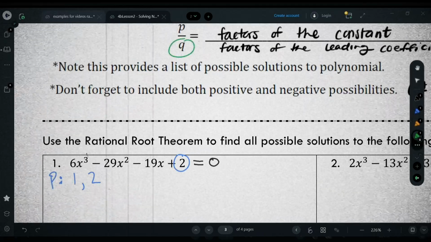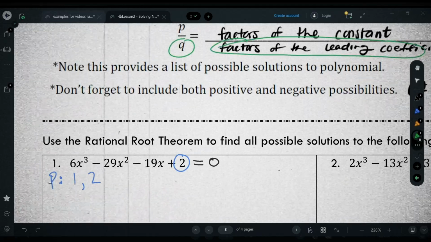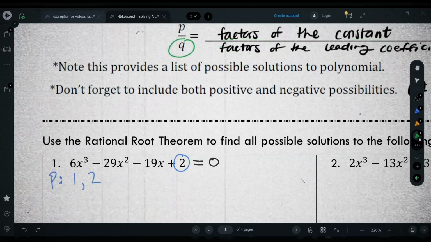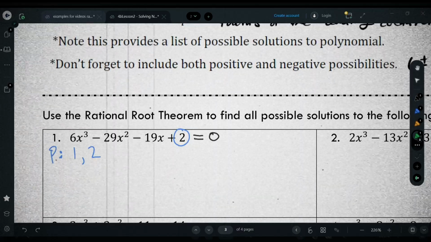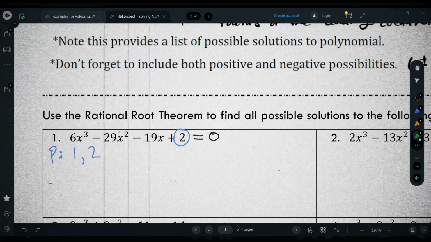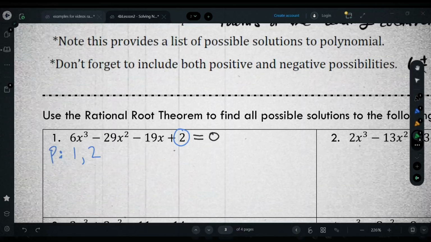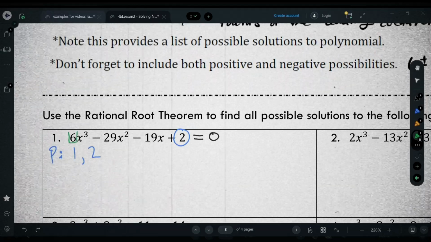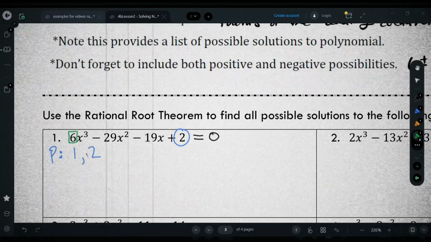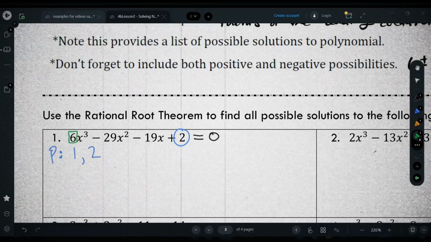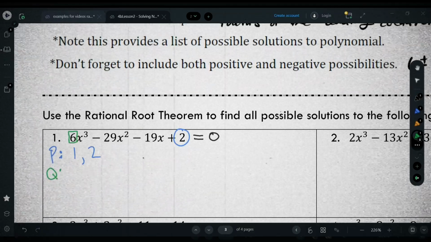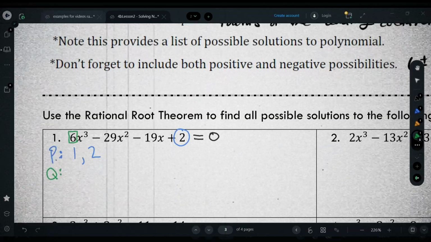Okay, and then Q is factors of the leading coefficient. All right, so let's look at the leading coefficient. Remember, the leading coefficient is the coefficient in front of the x with the biggest exponent. And as long as your equation is in standard form, that's always going to be the front number. So 6 is our leading coefficient. All the choices for Q are going to be all of the factors of 6.